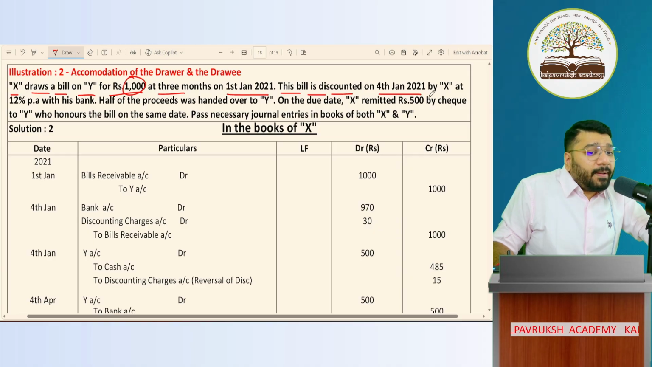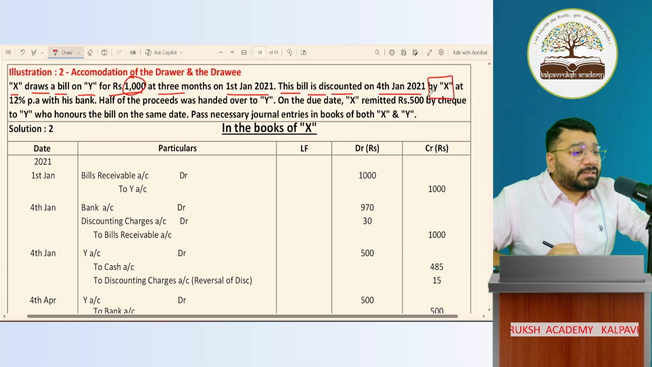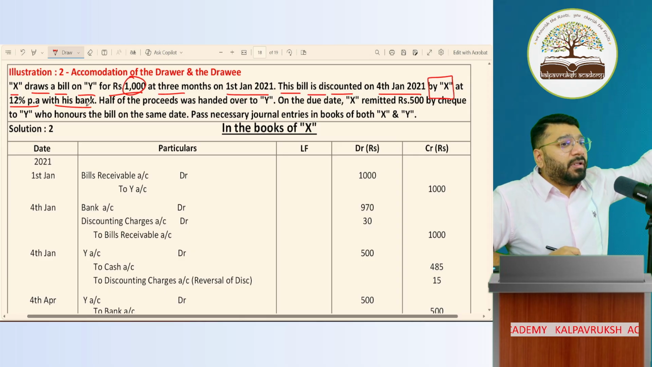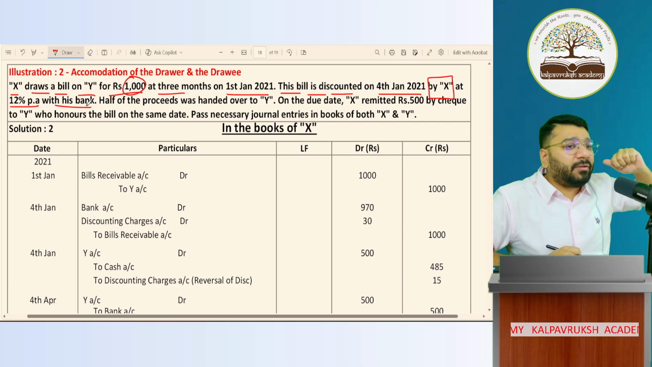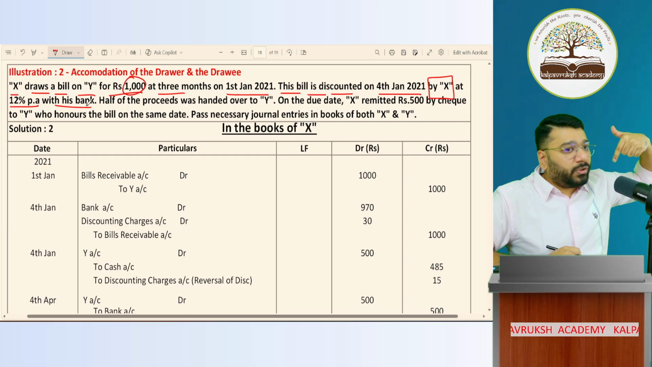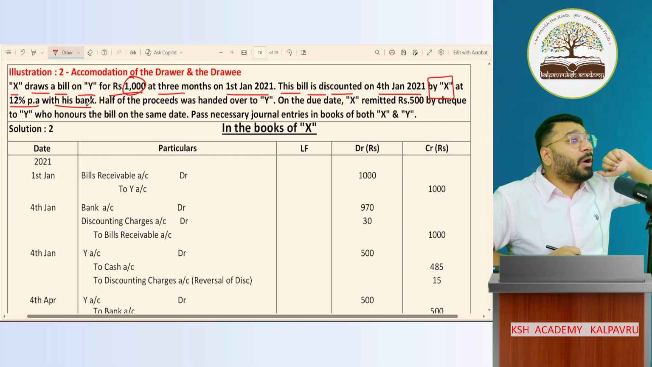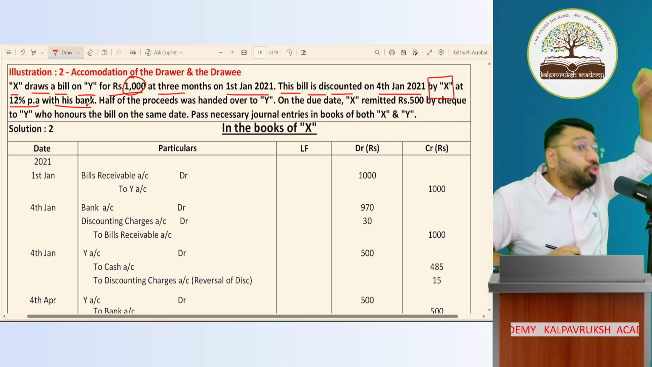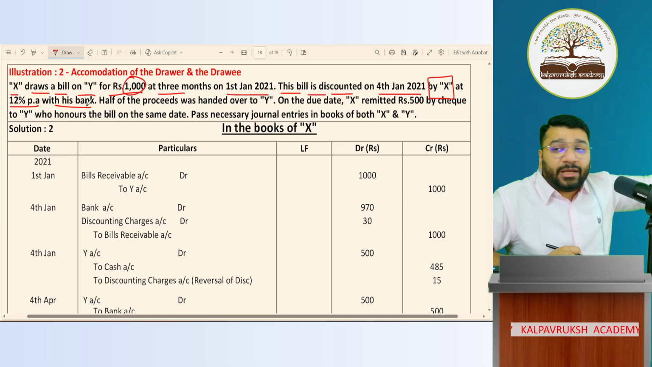Who discounted? The bill got discounted by X at 12% per annum with the bank. In the previous question, I told you what amount you got from the bank. So the bill you gave was 5000, and when you compare with the money you received, 4900, you got to know 100 is the discounting charges. But here I've complicated it. I've not given the difference. I've asked you to calculate the discounting charges. Can you do this or not?